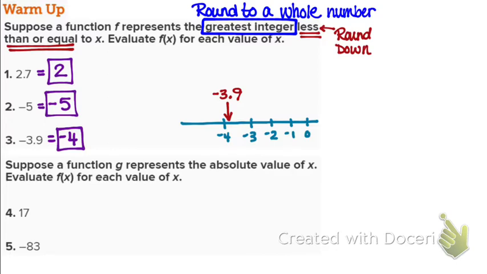All right. Second part that goes with 4 and 5. I want the absolute value of what they've given me. What does absolute value mean? Close, very close.